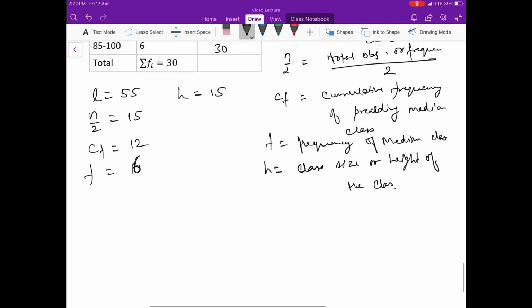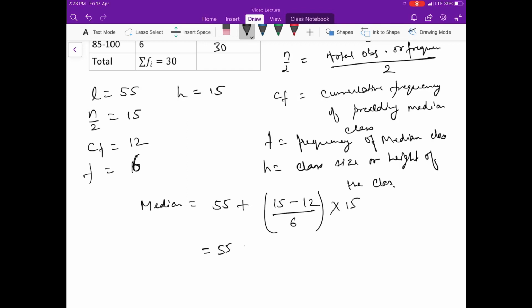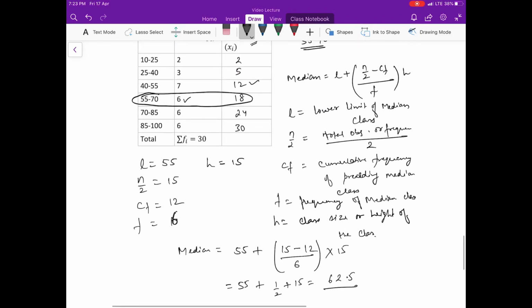Now apply these values in the formula and get the median of the above table. So median is equal to L, which is 55, plus (n by 2, 15, minus cumulative frequency 12) divided by the frequency of the median class 6, into h, the height of the class, that is 15. So we have 55 plus 3 by 6, which is 1 by 2, into 15. So 15 by 2 is 7.5, plus 55, that is 62.5. So this is the median of the data.